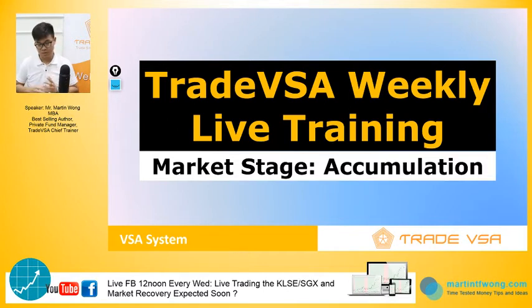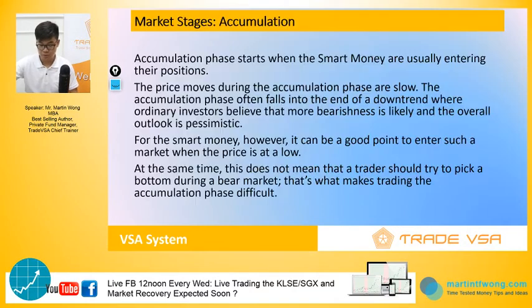I remember that it is currently forming a very nice breakout, going into stage 2. So for today's bonus section, I'm going to share how you look at accumulation and how you trade based on support and resistance in the accumulation stage. First of all, what is accumulation? The accumulation phase starts when smart money usually enters positions. Price moves during the accumulation phase are slow, so there's a reason why you can see a lot of narrow spread bars with low volume during accumulation.